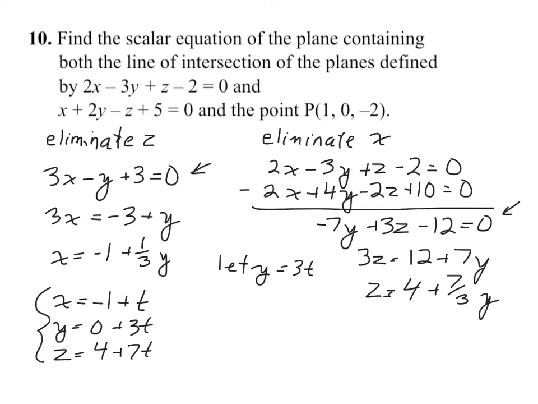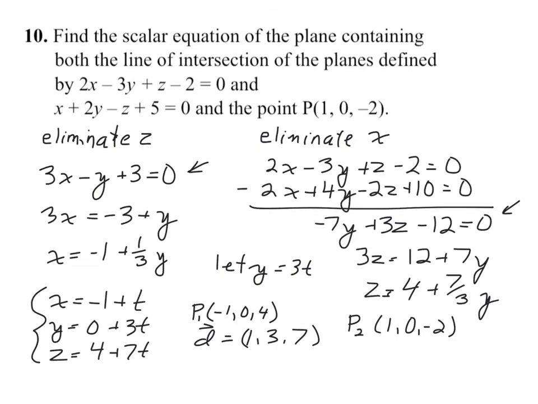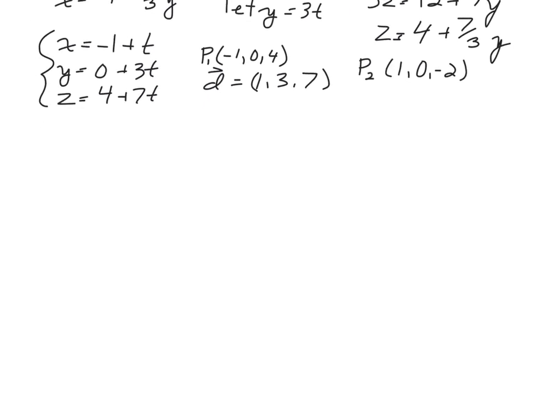In this line of intersection, we now have a point, (-1, 0, 4), and we have a direction vector, which is (1, 3, 7). And we are given another point, I'll call that P1, I guess, and this other point we were given originally, we'll call that P2, which is (1, 0, -2). So now I have a vector and 2 points, and I want to use them to define a plane. So let's slide all this stuff up here and go to work.